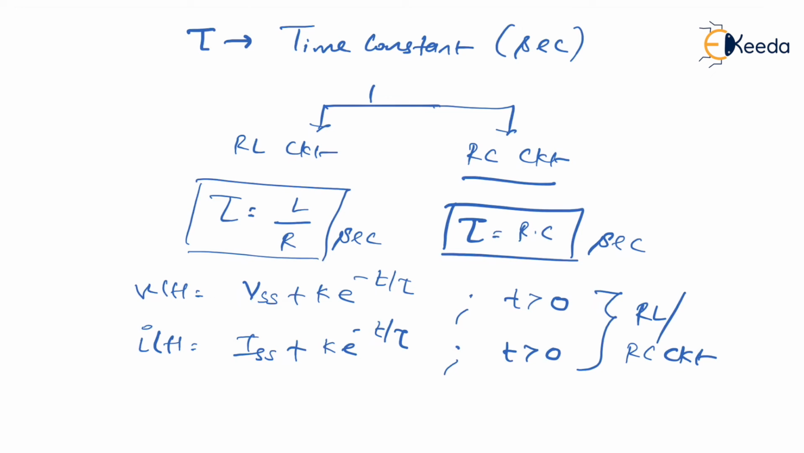And the second question you have to ask yourself is, is it really asked for t greater than 0, or t greater than or equal to 0? It can be equal to 0 also. So you can make that modification. You can say either t greater than 0 or t greater than or equal to 0. The same equations are valid. So just remember all these concepts. V of t, I of t concepts are very, very important. The tau concept is very, very important. It is L by R for RL circuit and R into C for RC circuit.